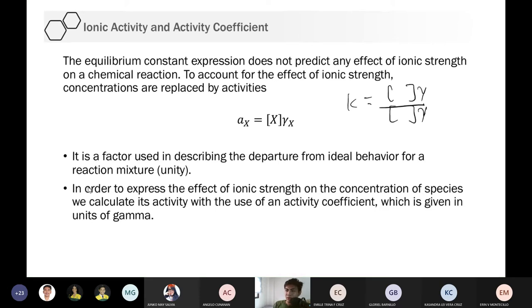Okay? So, in order to express the effect of ionic strength on the concentration of species, we calculate its activity with the use of activity coefficient given in the units of gamma. Okay. So, pag sinabing activity, ito na yung overall. May concentration ka na and at the same time, you are including the ionic atmosphere factor. Okay? So that's why we have to rewrite our equilibrium constant.